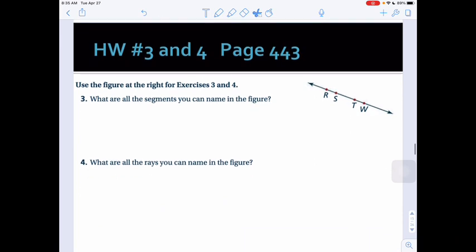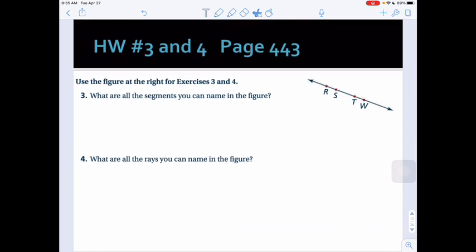And now I would like you to try numbers 3 and 4 on page 443. Use the figure at the right for exercises 3 and 4. Number 3 says, what are all the segments you can name in the figure? Number 4 says, what are all the rays you can name in the figure?